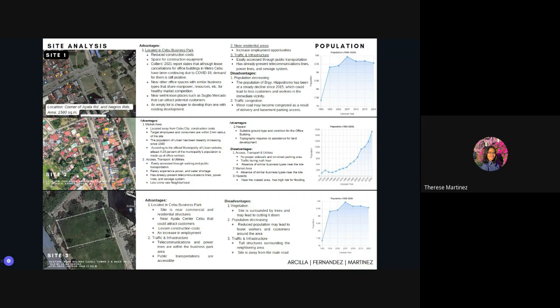For the disadvantages, there is a decreasing population within the area because the population of Barangay Hipodromo has been at a steady decline since 2015, which could lead to fewer customers and workers in the immediate vicinity. And then for traffic, it has a minor road that can become congested as a result of delivery and basement parking access.